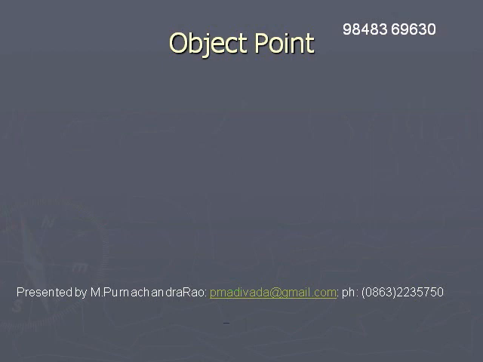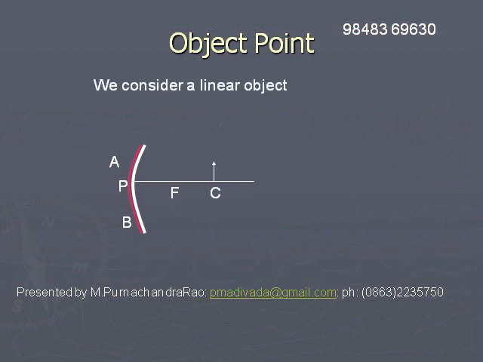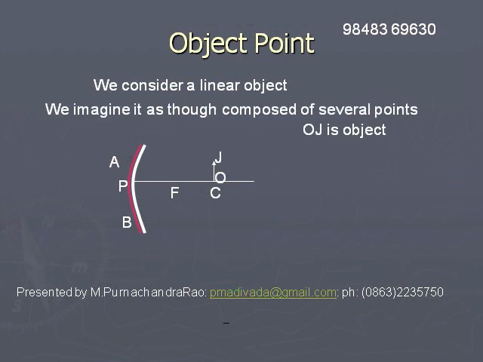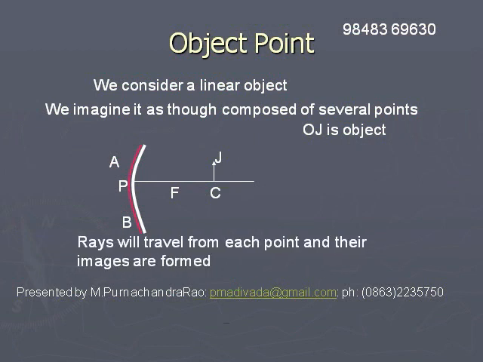We select a linear object and represent it by a line. On this line, every point acts as a source of light. So we imagine that this line is composed of several points, and each point acts as an object, and from each of these point objects the rays will travel and the image of each point will be formed. Like this, we imagine the formation of the images.